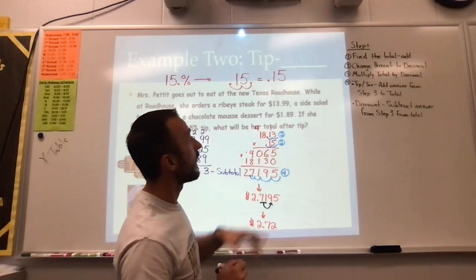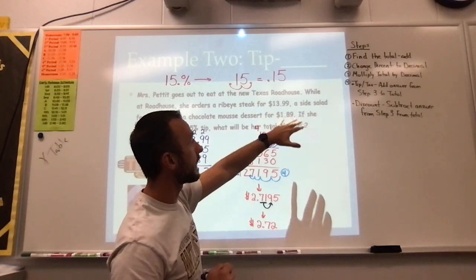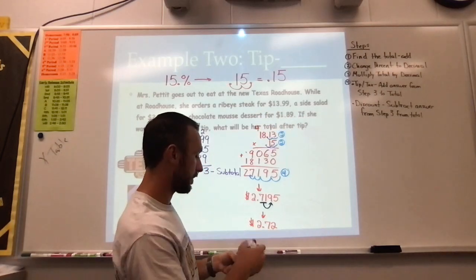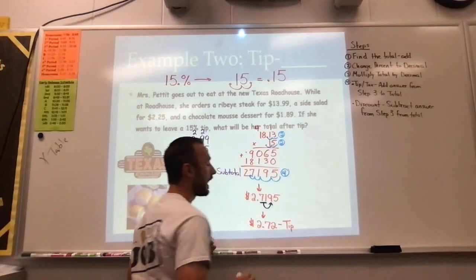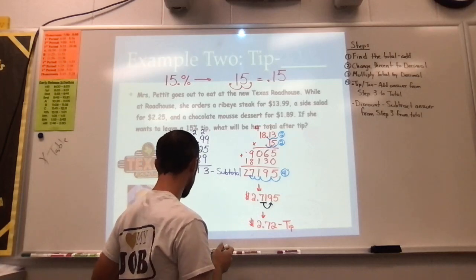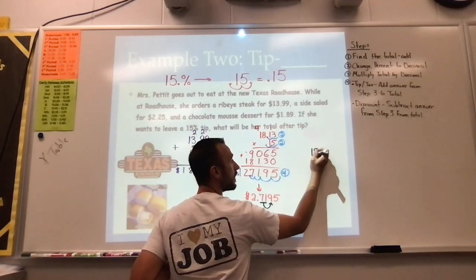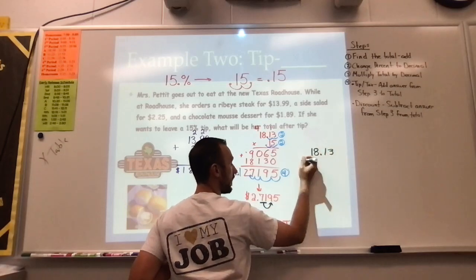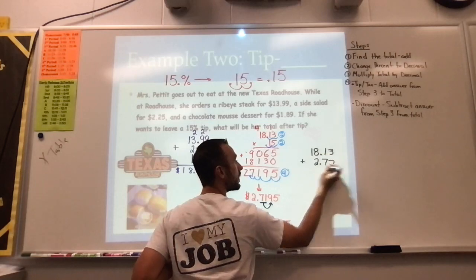So now in order to find the step 4, I need to add my tax, and this is my tax. I should label that, or not tax, this is my tip. I need to label my tip. I need to add my tip to my subtotal. So I'm going to take the cost of her food, which is $18.13. I'm going to add that to the amount she is tipping her waiter or waitress, which is $2.72.